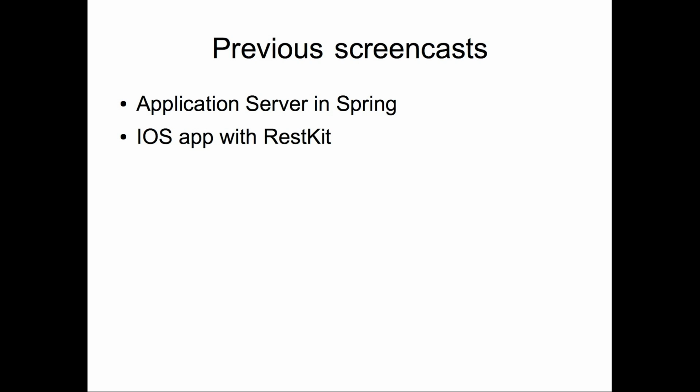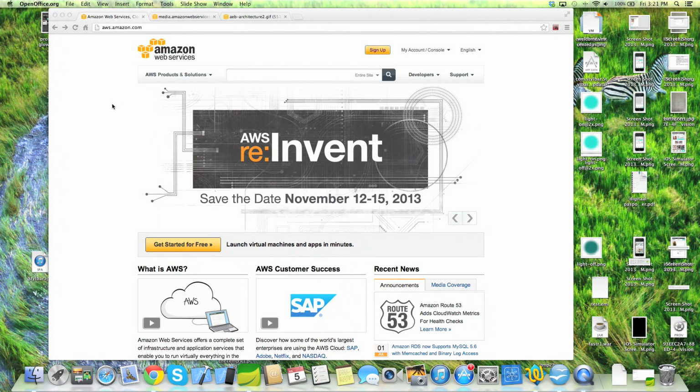an iOS application with RESTKit. So in this part 3 we're gonna deploy our application server in Amazon Web Services. And this screencast can really be applied to any application server. It doesn't have to be for mobile, it doesn't even have to be in Spring. But in this one we're gonna deploy the application created in the previous screencast. So let's have a look at Amazon Web Services.